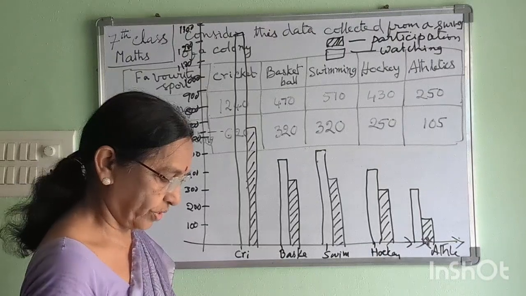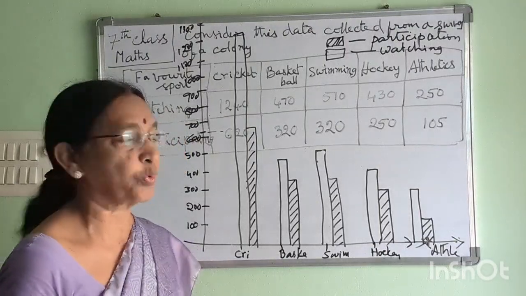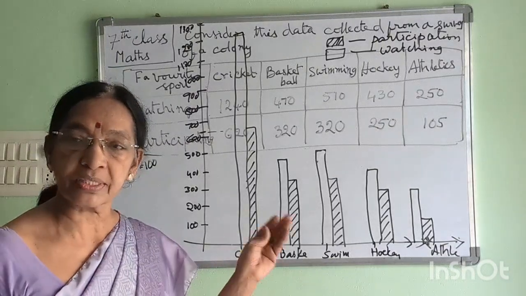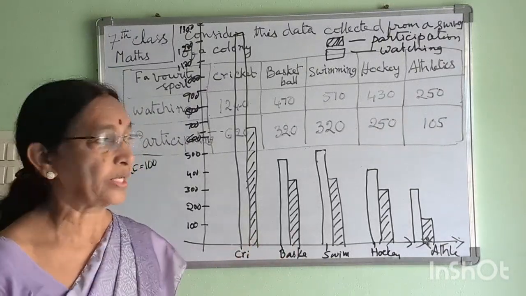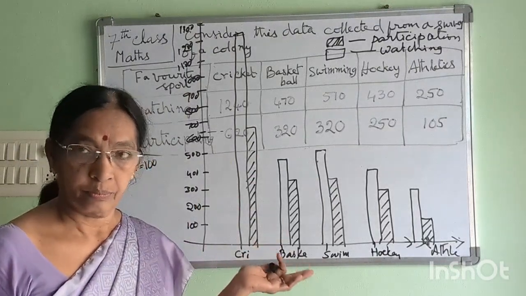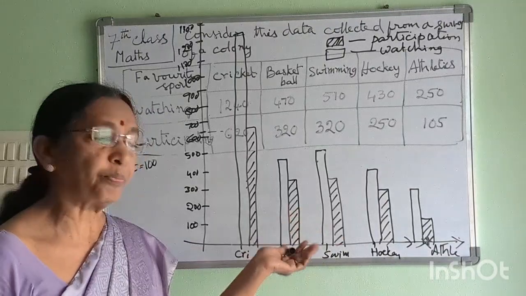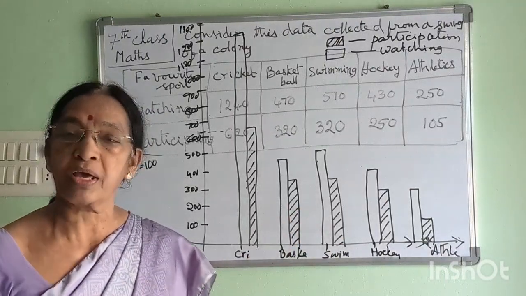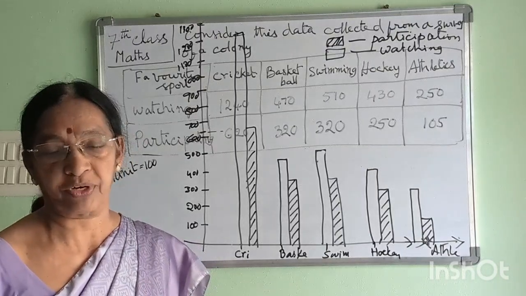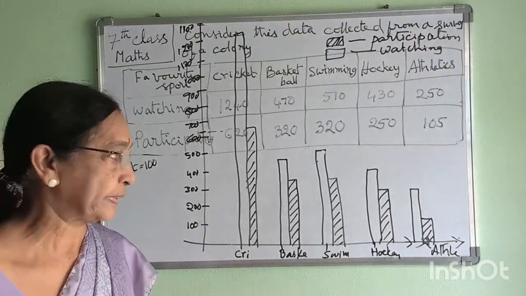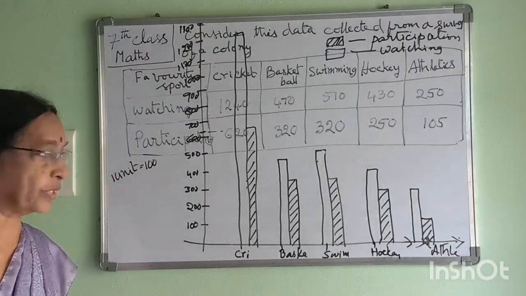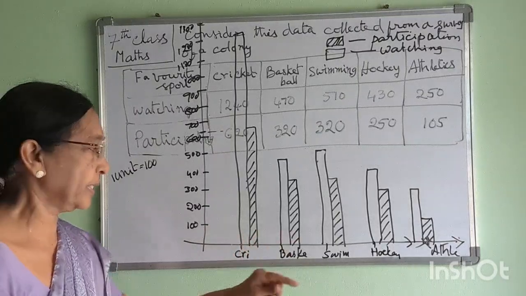Which is more preferred, watching the game or participating in the game? The number of people watching the game is more than the number participating. More people are watching than participating. Therefore, watching is preferred by people over participating. So that is the inference from the double bar graph. We can compare two things in a double bar graph.